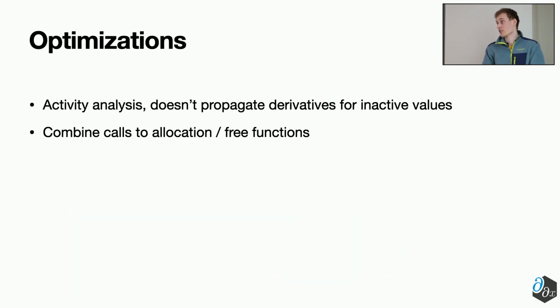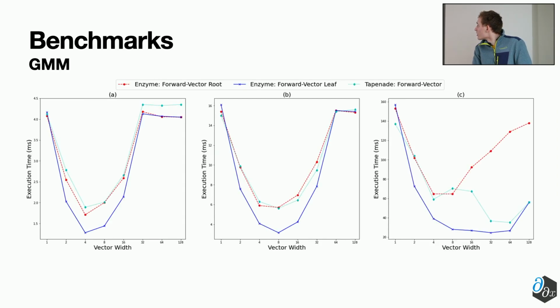All right. There are also a few optimizations that can be applied to vectorized AD. The activity analysis, which we already talked about, prevents propagation of values we don't need, which are inactive. And we can also combine calls to allocation and, respectively, free calls. And here are some benchmarks we ran.